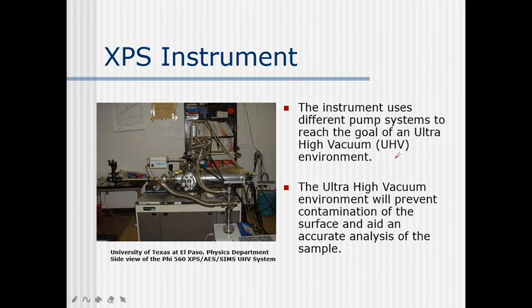Now the instrument uses different pump systems to reach the goal of an ultra high vacuum environment. Why do we have to use an ultra high vacuum environment? Because we need to reduce the noise. There should not be any other types of signals through which we get confusion of that particular spectra. So we have to make use of an ultra high vacuum environment. Only then the electrons will be ejected out and we can measure their kinetic energy very properly.